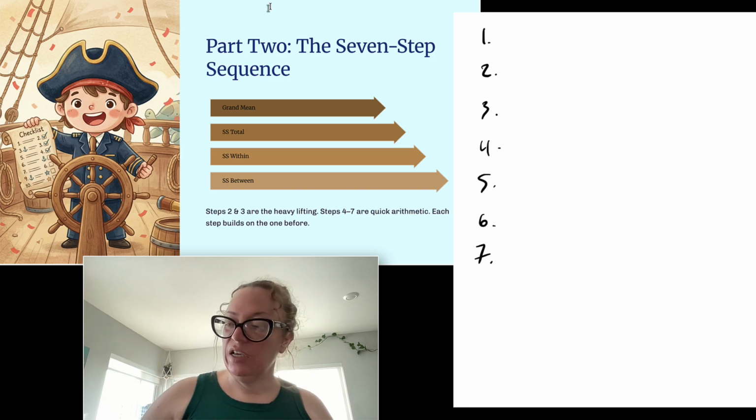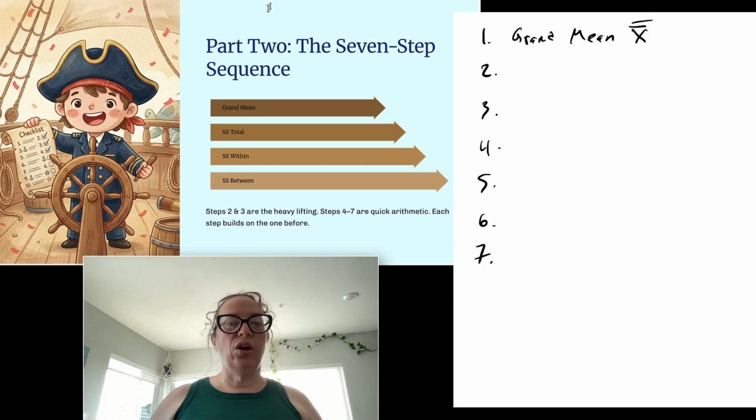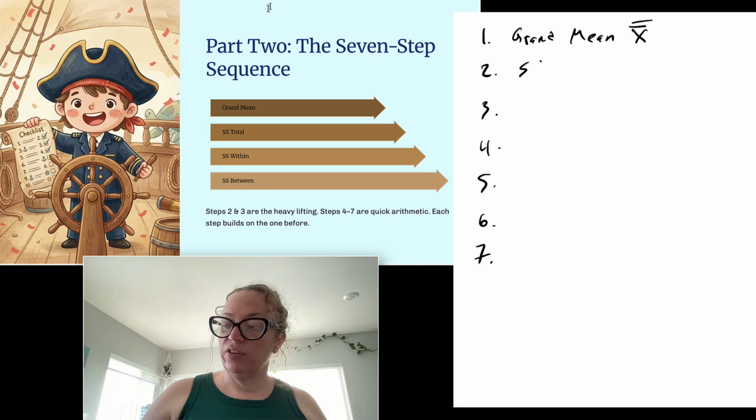Okay, step 1 is the grand mean. This is just the mean of all the groups, okay? It's X bar, double bar, okay? So you add all the scores from all the groups, you divide by the total number of scores, by n, okay? Step 2 is you're going to calculate the total variance, the SS total, okay?